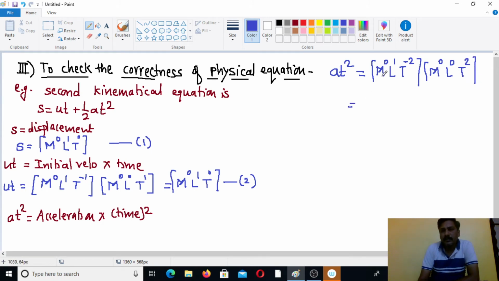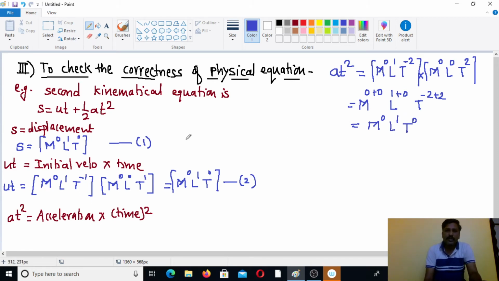Again the base is MLT. Powers are different, but in between them there is a product, therefore we add the powers for a common base. So 0 plus 0, 1 plus 0, and T raised to minus 2 plus 2, and your final answer becomes M raised to 0, L raised to 1, T raised to 0.